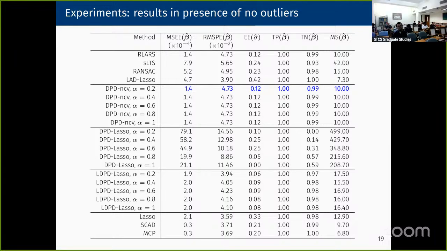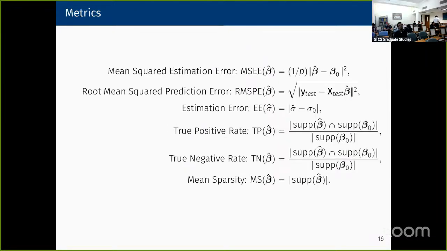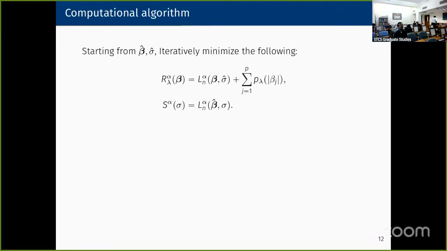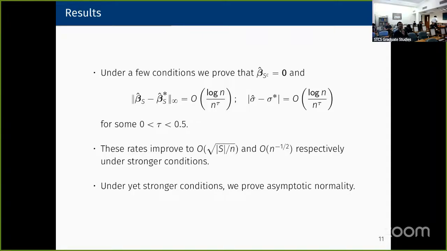Yeah, so one more. So could you please go back to the slide where you had the results for the DPD, the theorem? Yeah, so here you say that under the conditions we prove that beta hat S^c is 0, which means that you're recovering the support exactly. Yeah.